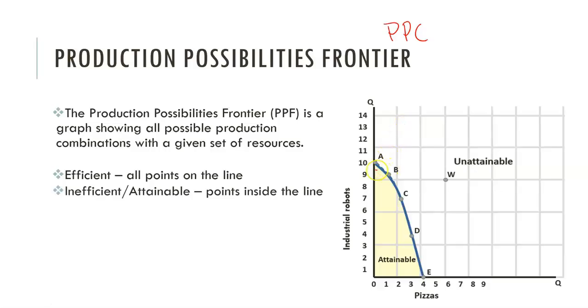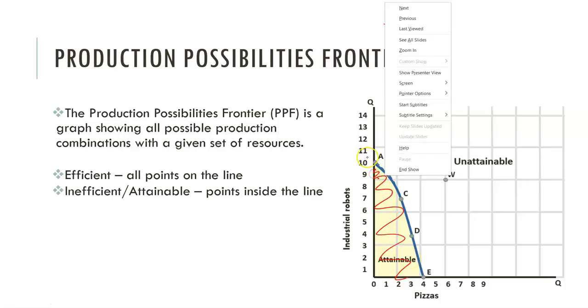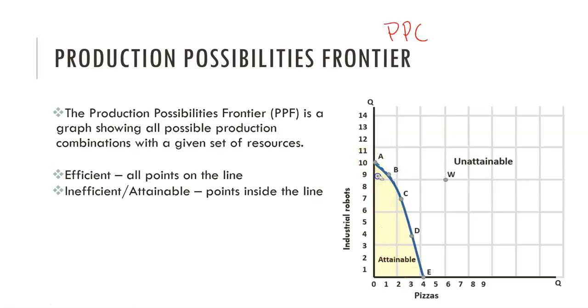Anything inside the line, so this shaded area in here, we can also make those combinations as well, right? So we're capable of making 10 robots, but we could also make 5 robots if we wanted, right? We could also make 3 robots if we wanted. You don't have to make your maximum. We could produce at this point right here, call this point F, where we have 6 industrial robots and 2 pizzas. But this is inefficient because we could be producing more of one or both of those goods.